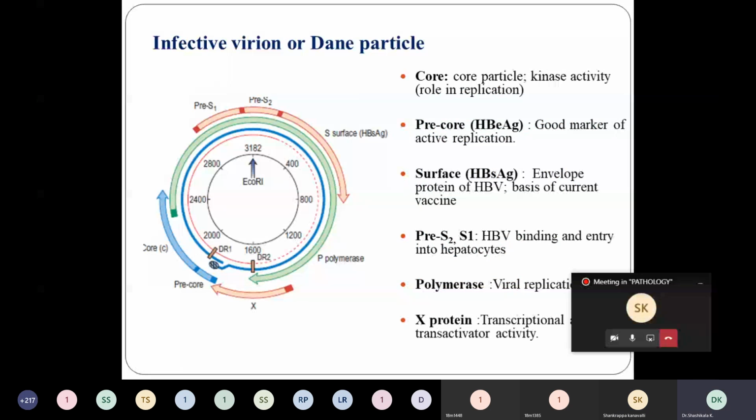Coming to the proteins, which help us in the diagnosis, you have the core proteins. There is a core particle which has kinase activity, which plays a very important role in replication. Pre-core or HBe antigen is a good marker for active replication. Surface antigens are the envelope proteins of hepatitis B, which are the basis of the current vaccine. Then pre-S2 and S1 are binding proteins for entry into the hepatocytes. Then you have polymerase, which determines viral replication, and X protein, which has transcriptional and transactivator activity.